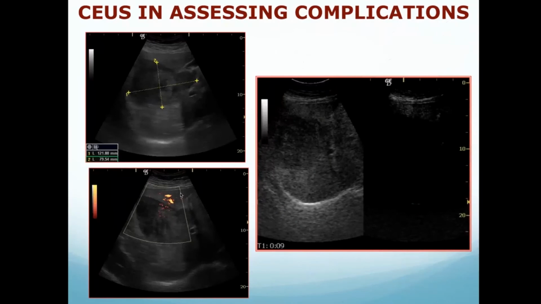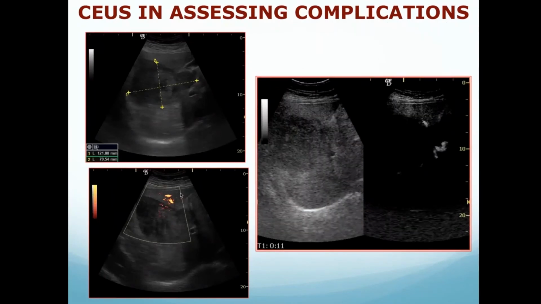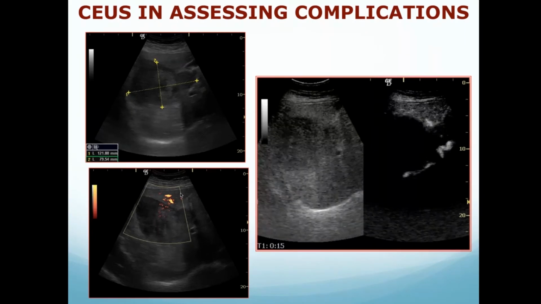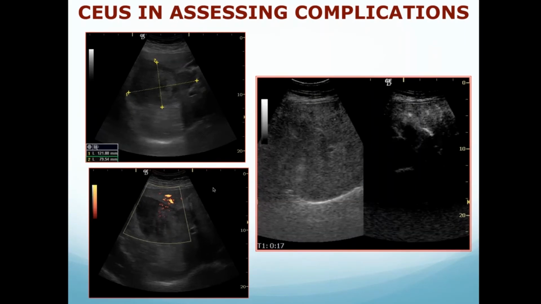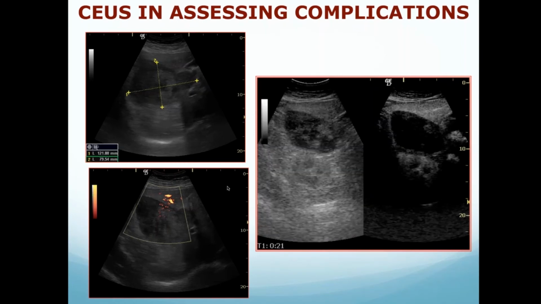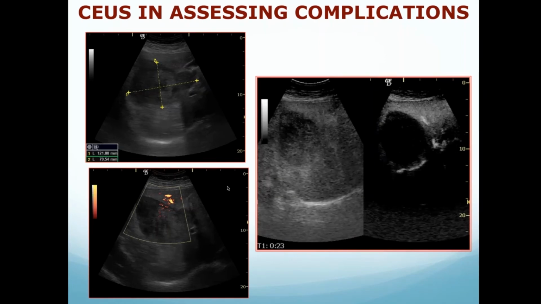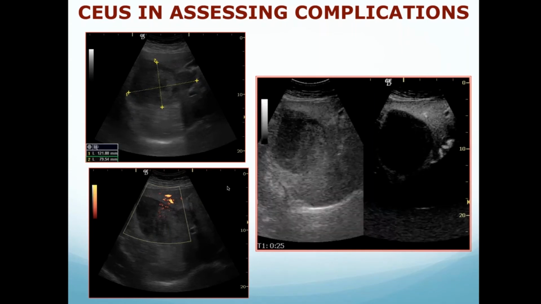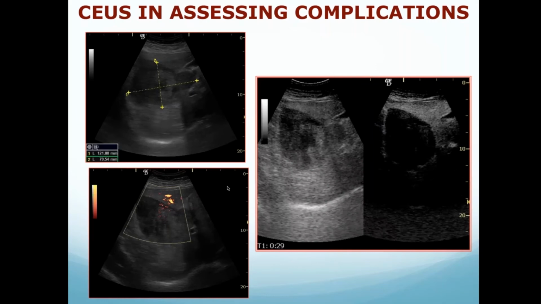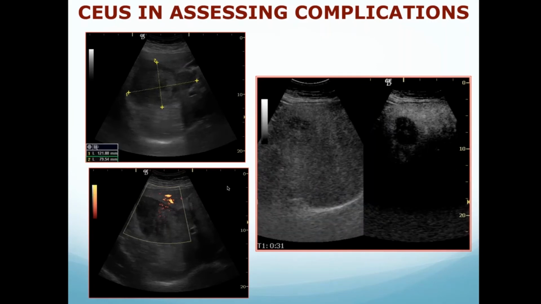What about complications? You know that biopsy is associated with some complications. Here is a case with a large hematoma in the liver after a liver biopsy, and you see that in this case we could demonstrate perfectly the lesion and also the fact that the bleeding stops, so we don't see contrast inside the lesion.